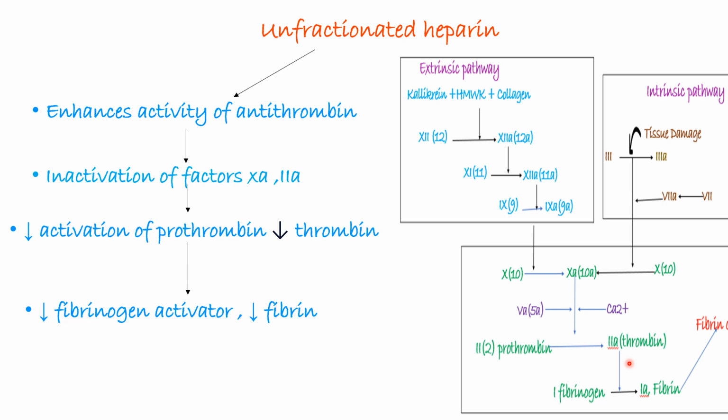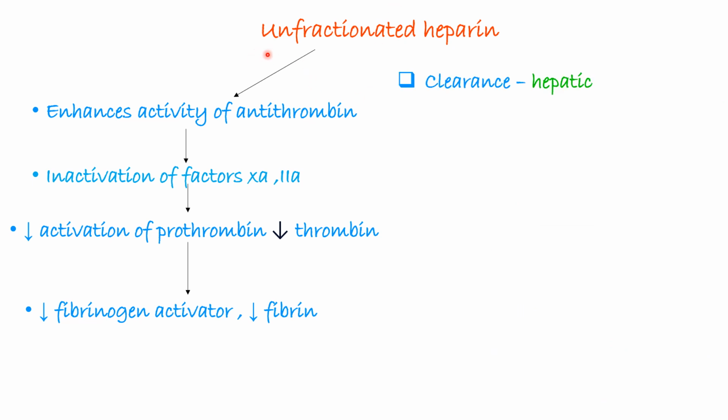In terms of unfractionated heparin, it inhibits both factor 10A and factor 2A. When it inhibits factor 10A, we don't have conversion from prothrombin to thrombin. And also we don't have conversion from fibrinogen to fibrin. When it inhibits factor 2, we also don't have conversion from fibrinogen to fibrin. And if you don't have conversion from fibrinogen to fibrin, then we don't have clot formation. So I hope you have understood the mechanism of action of unfractionated heparin.